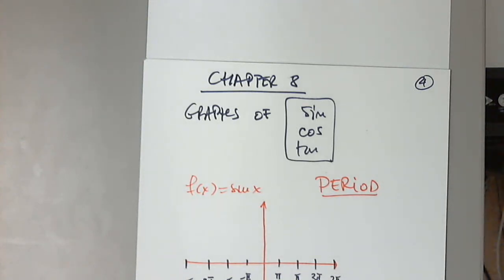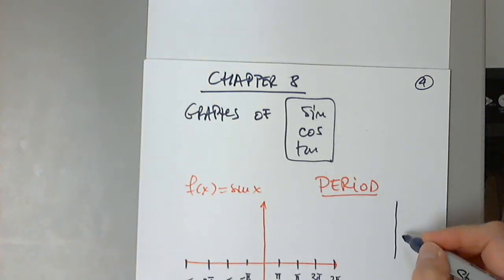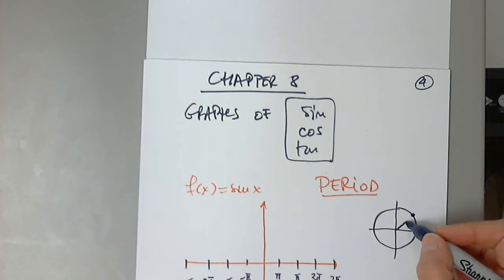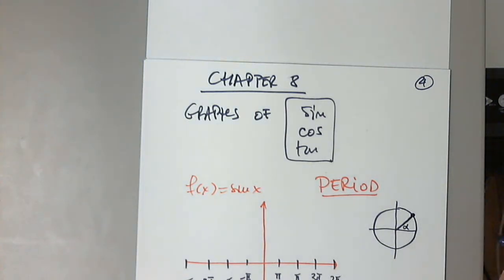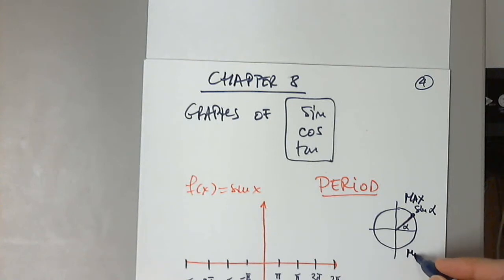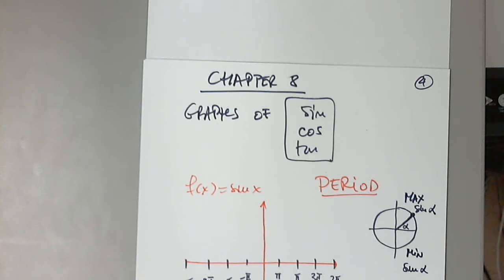Before we continue with the graph, let's take a look at this unit circle. And let's say this is a point, and this is angle alpha. And I'm going to ask you, what is the max sine alpha, and what is the min sine alpha possible? Where do we measure sine? On the y-axis. How big can sine be? 1. How small can sine be? I need that for the graph.